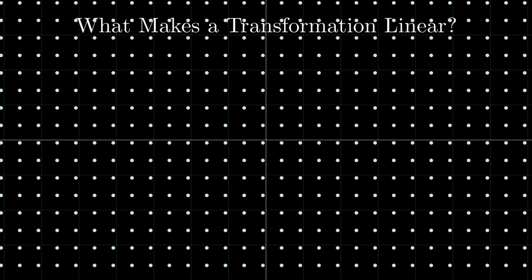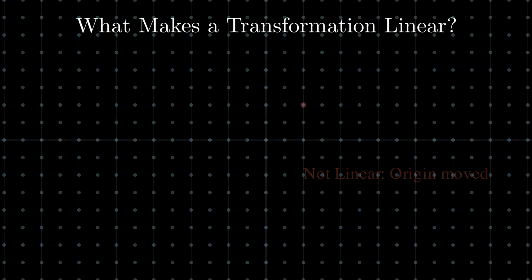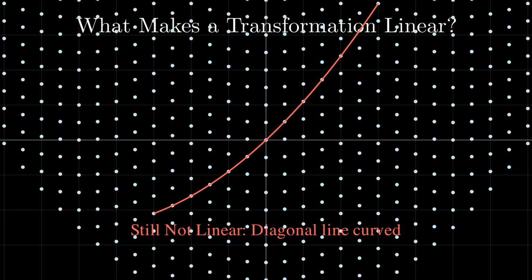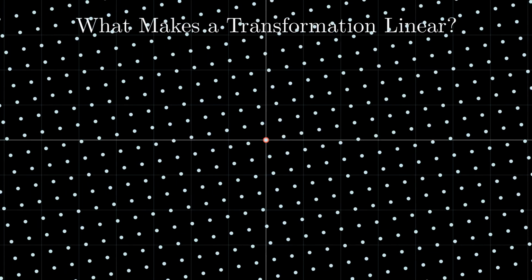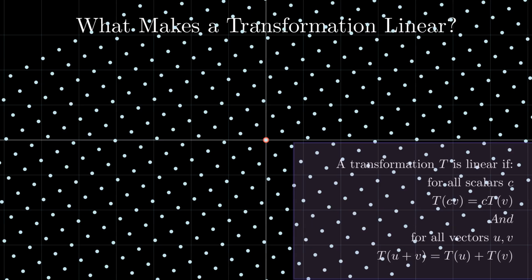Here's another violation: when the origin moves. Even though lines stay straight, moving the origin breaks linearity. Sometimes the violation is subtle. Here, horizontal and vertical lines stay straight. But watch what happens to this diagonal line: it curves. Finally, here's a true linear transformation. Lines stay straight, and the origin stays fixed. This is what a linear transformation looks like. These visual rules correspond to important algebraic properties that define linear transformations.